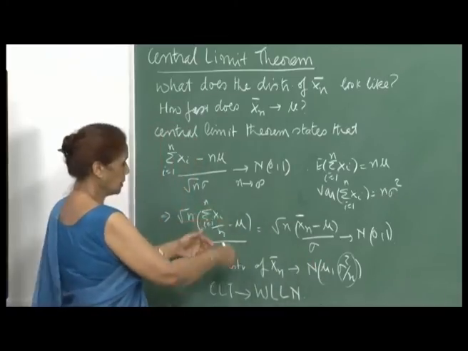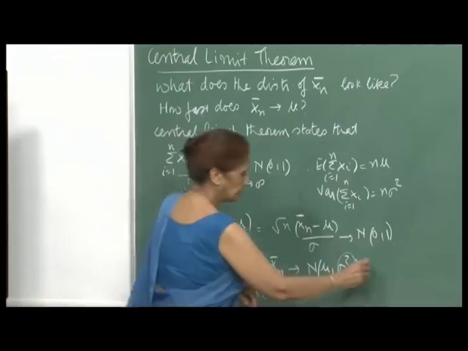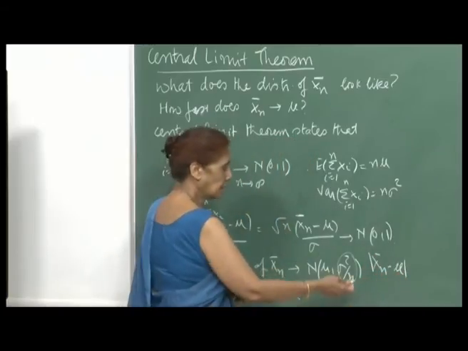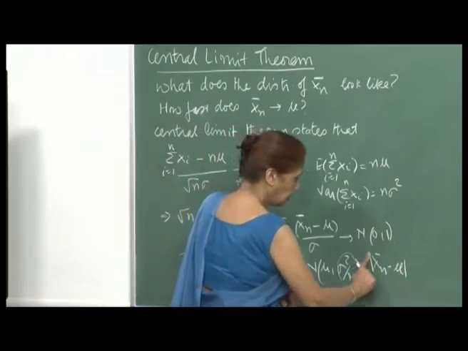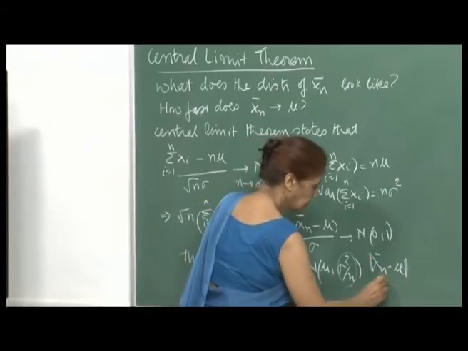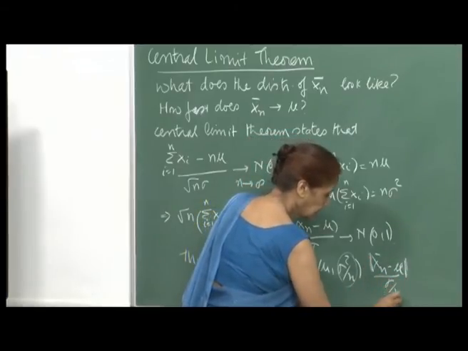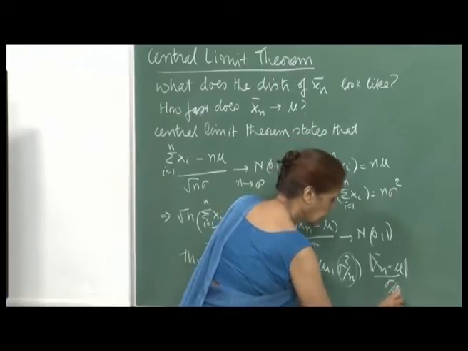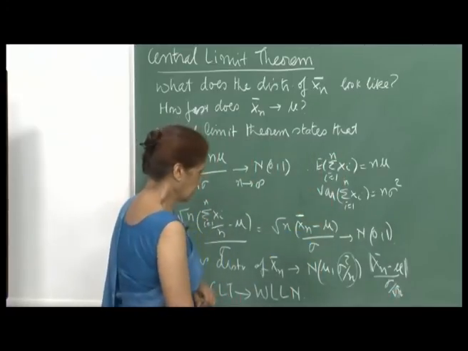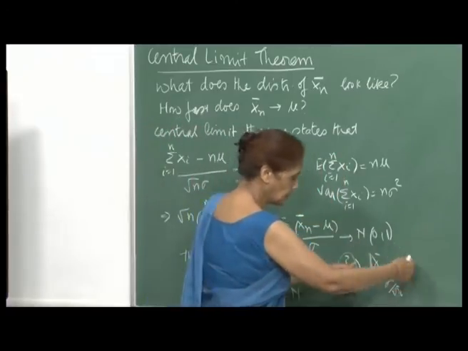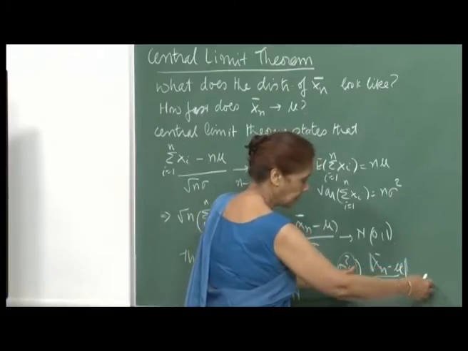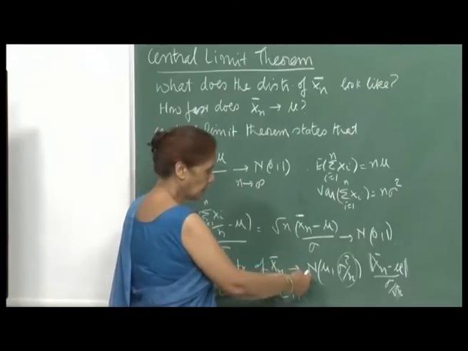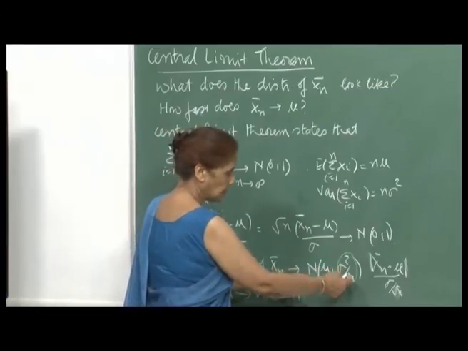But then if you look at x n bar minus mu upon sigma by root n, then we see this will converge to, so this can be approximated by the standard normal. But when you look at x n bar, then this will be approximately normal mu comma sigma square by n.